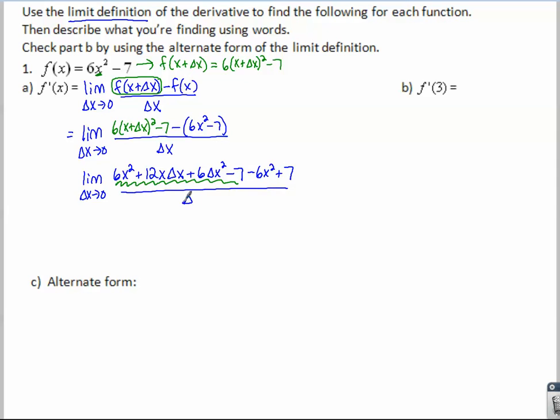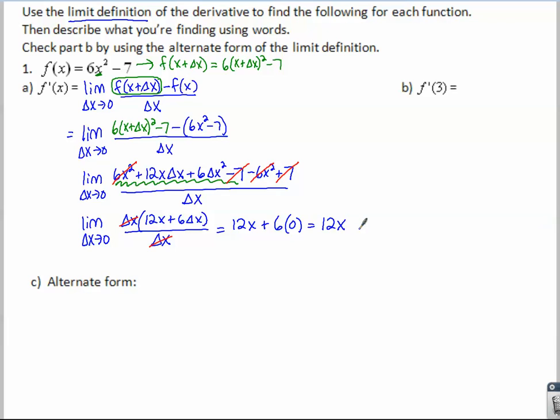Now remember the trick we talked about when you do these difference quotients? Anything that doesn't have a delta x will subtract out. 6x squared minus 6x squared, negative 7 plus 7. Notice that what's left only has delta x's, which means now we can do some factoring. Take out the delta x. We have 12x plus 6 delta x left over. That delta x we took out can factor out of the top and the bottom, and we can now do direct substitution, replace 0 for delta x, so 12x plus 6 times 0 becomes 12x.